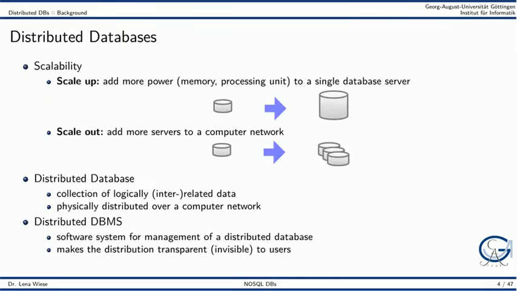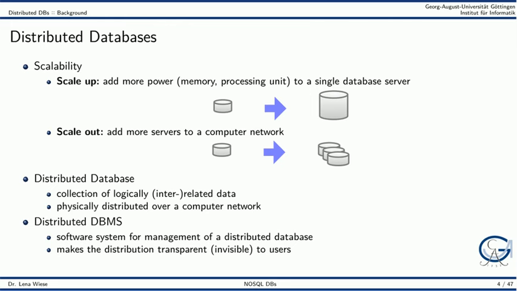The reason why we need distributed databases is scalability. There are two options to enable scalability. On the one hand, scaling up, also called vertical scalability, means that you add more power to a single database server. On the other hand, scaling out, also called horizontal scalability, means that you add more servers to a network of computers. In the case of scaling out, a distributed database hence corresponds to a collection of logically related data that are, however, physically distributed over a computer network.